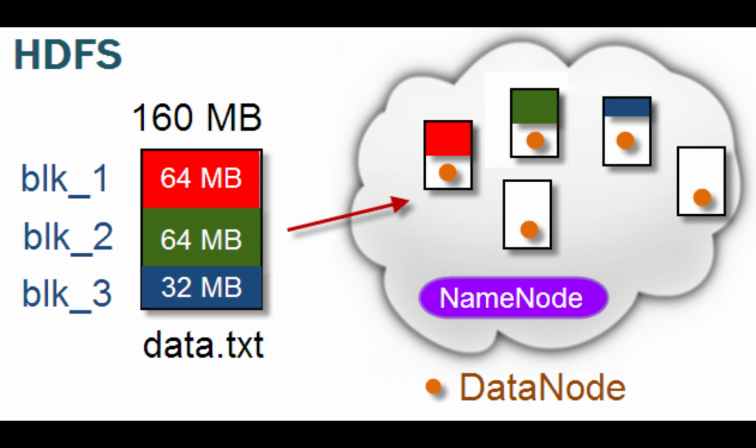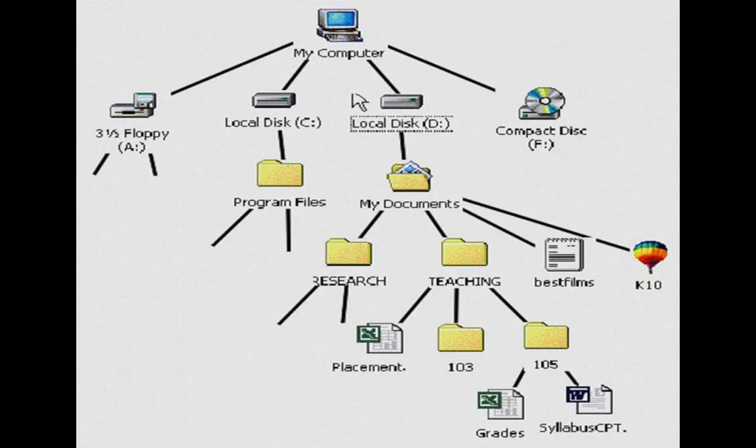Second, data blocks. Data blocks are small chunks of a file that are distributed across multiple storage nodes. In this example, a 160 MB file is split into three blocks: 64 MB, 64 MB, and 32 MB. These blocks are stored in different data nodes, while the name node keeps track of where each block is located.